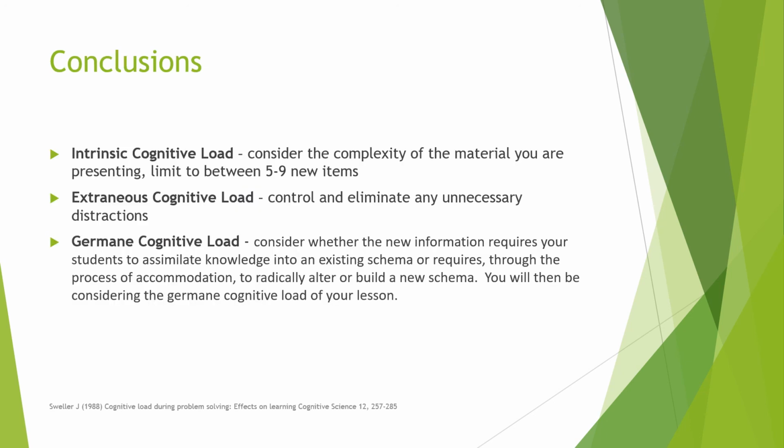So just to sum up what we've learnt today about cognitive load theory. Intrinsic cognitive load: consider the complexity of the material you are presenting, and remember to limit it to between 5 and 9 new items of information per lesson. Extraneous cognitive load: control and eliminate any unnecessary distractions. And finally, germane cognitive load: consider whether the new information requires your students to assimilate knowledge into an existing schema, or requires, through the process of accommodation, to radically alter or build a new schema. You'll be then considering the germane cognitive load of your lesson.